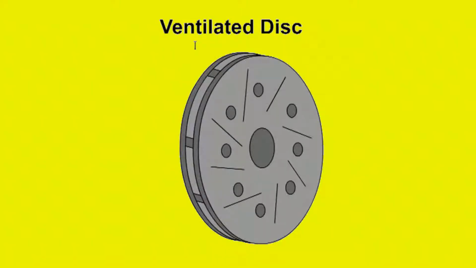To improve braking performance and avoid brake fade, ventilated brake discs are used. They consist of 2 discs separated by vanes or fins, which allow air to circulate for cooling. Slots and holes also help to improve air circulation.